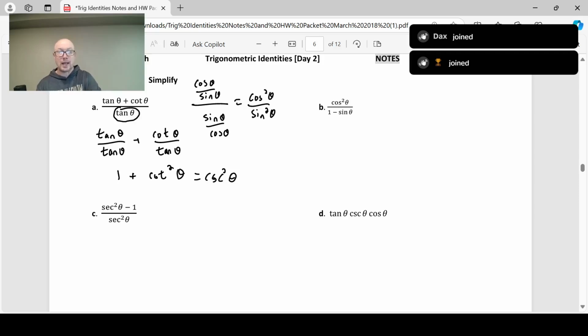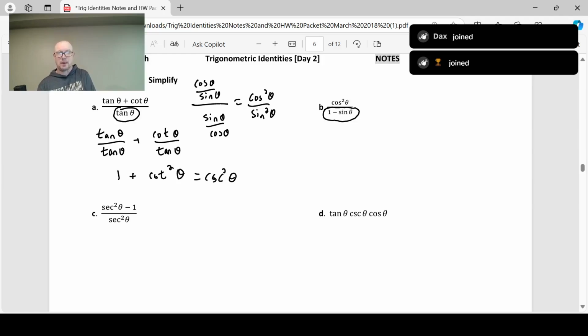Okay, so let's look at example B here. Now, this is a common mistake. A lot of students with this right here will replace that by cosine theta, thinking it's part of the Pythagorean identities. Remember, the Pythagorean identities, it has to be squared in order to replace it. So it would have to be 1 minus sine squared theta in order to replace with cosine squared. So you can't do that.